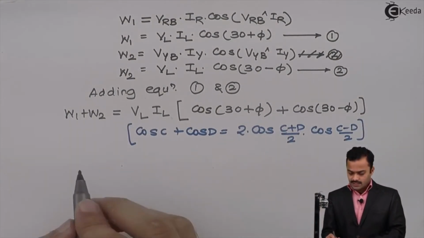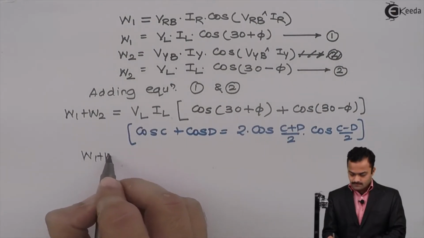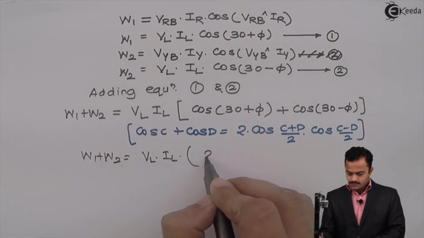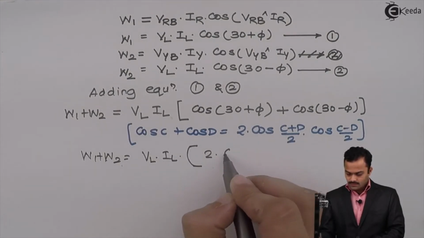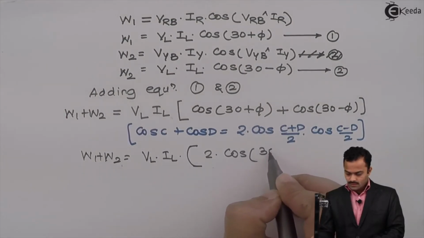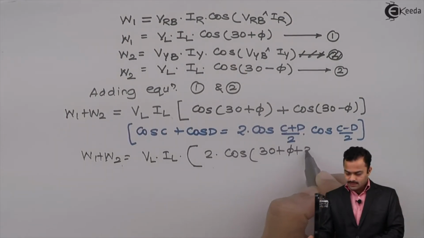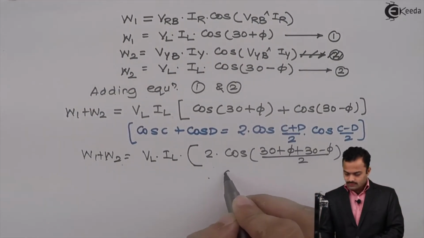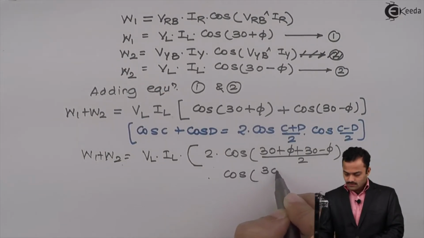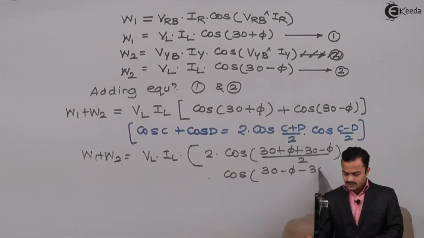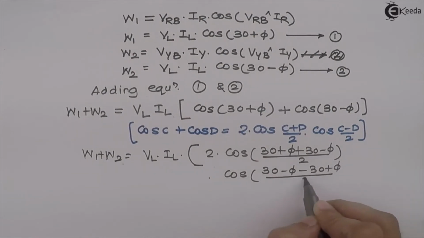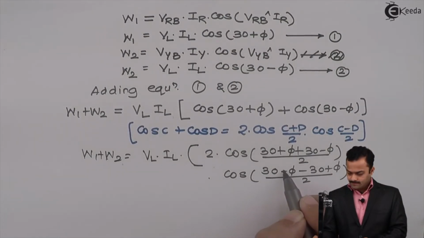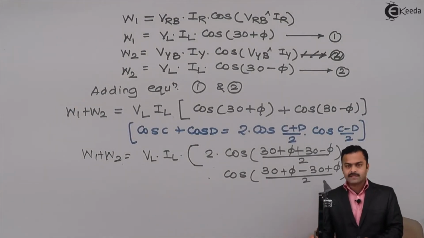So if I use this formula, I will get W1 plus W2 as VL IL multiplied by 2 cos (30 plus 5 plus 30 minus 5) upon 2, into cos (30 minus 5 minus 30 plus 5) upon 2. So I will get cos 30 plus 5 minus 30 plus 5 divided by 2.